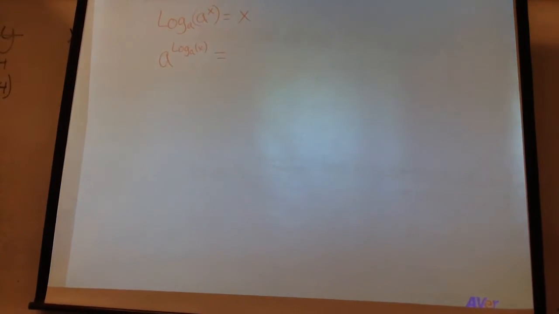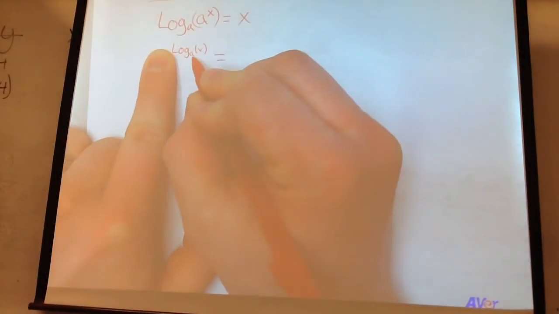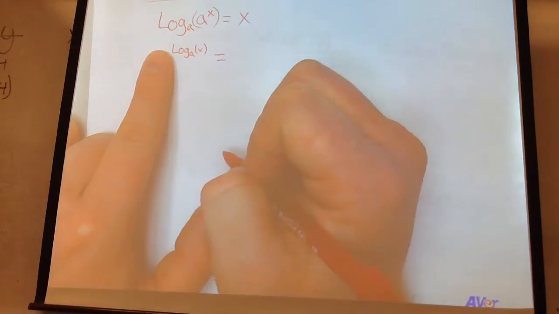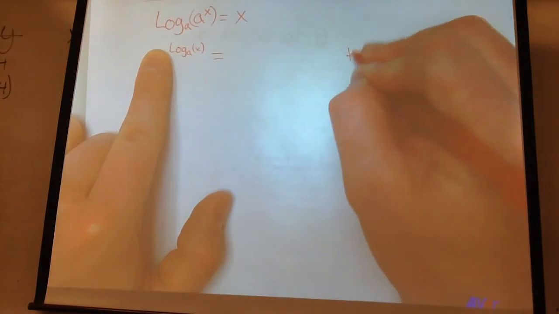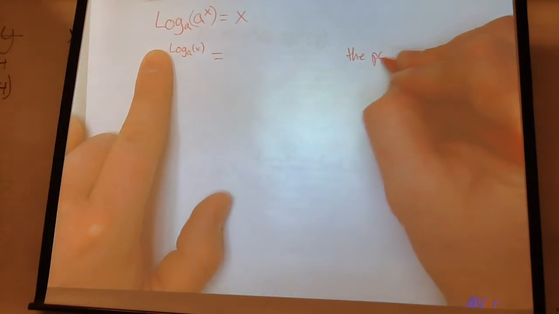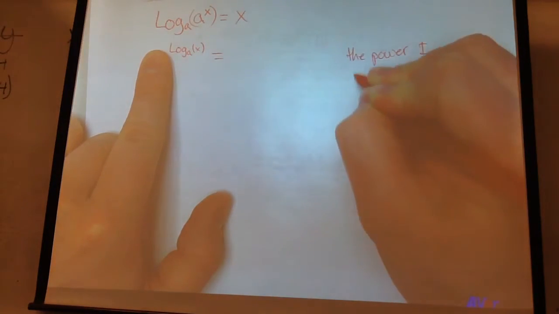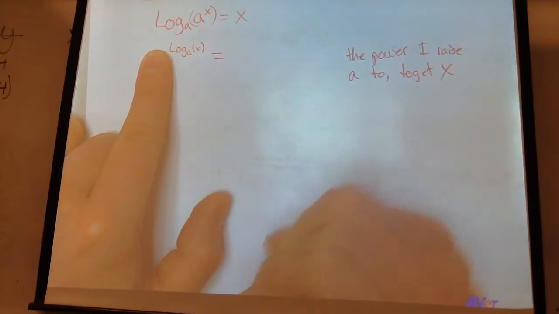This one's just hard to come up with. A to the X. Trying to think of a way to explain it. You do the log base A of x. This is A to some power gives me x, right? That's what this represents. So this thing is the power I raise A to, to get x. Does that make sense?